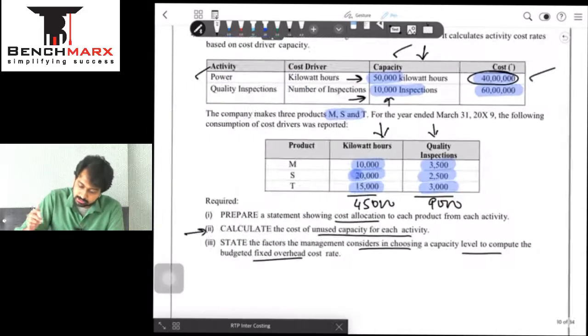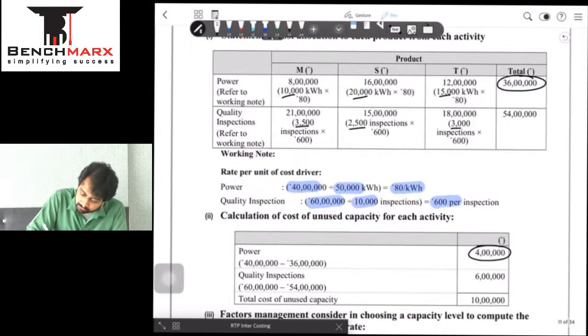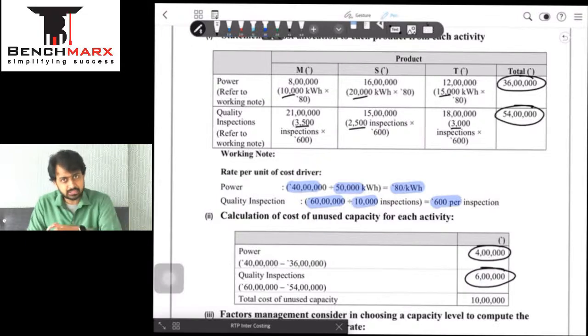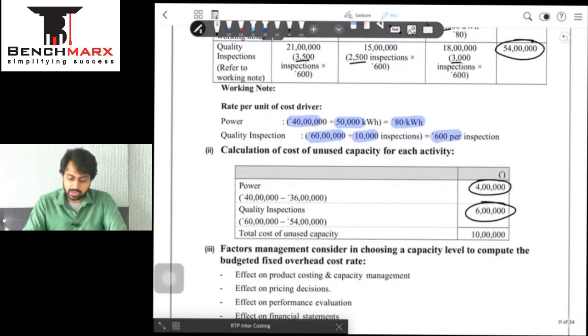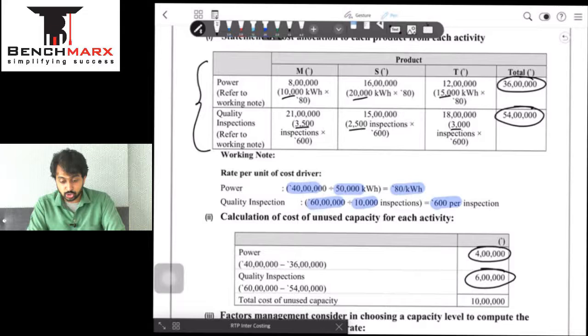Similarly, what is total inspections? 60 lakhs. Out of 60, how much is allocated? Allocated is 54, which means the balancing figure of 6 is my unused capacity. This answer can also be got using the unused hours and unused kilowatts into my cost driver rates. The answer will be the same, and this is my unused capacity cost. And the table above, this one is my respective allocations to respective products depending on the cost driver usage, that is number of inspections and those kilowatt hours. Okay, it is a quite simple question.